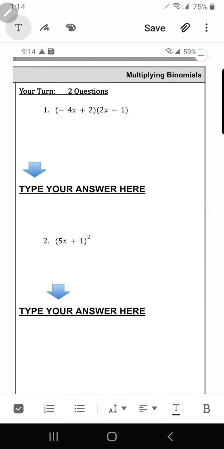Now, the 5x plus 1 squared does not mean I'm going to distribute the square to the 5x and to the 1. No. 5x plus 1 squared means I'm going to do 5x plus 1 times 5x plus 1. Remember, today's lesson is on binomial multiplied by a binomial. Meaning, I already have one binomial, and squared means I multiply the same thing to itself. So number 2 should look like 5x plus 1 times 5x plus 1.